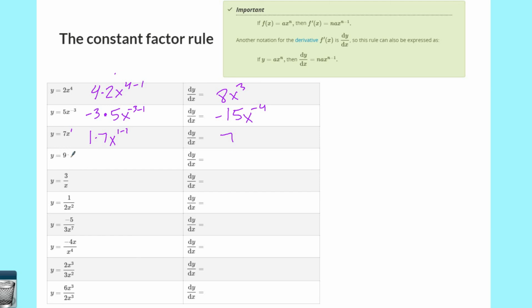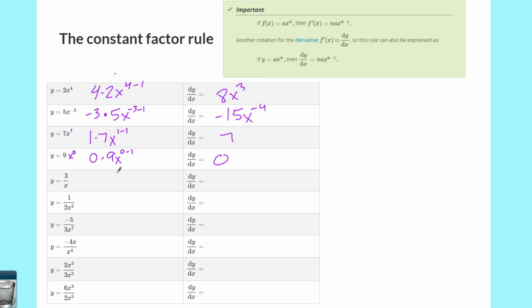This one, again, this one's weird. You can write that as 9 times x to the 0. So when we take the derivative of that, 9 times x to the 0 minus 1, that 0 cancels it out. So the derivative of a constant, the derivative of a number, is just 0.